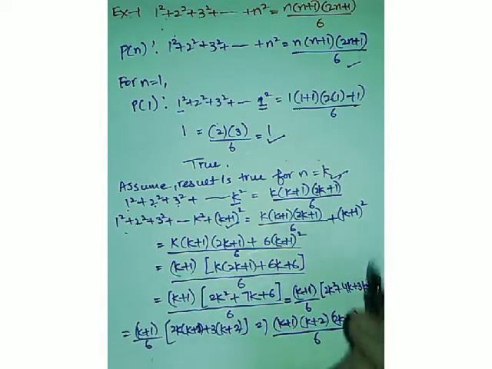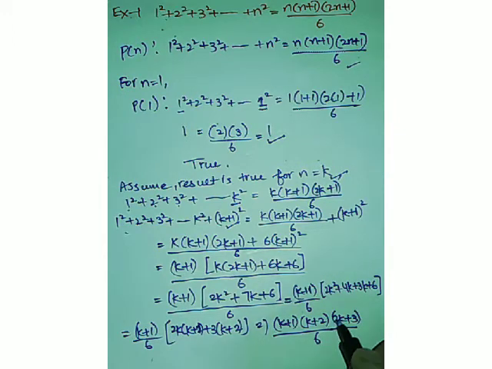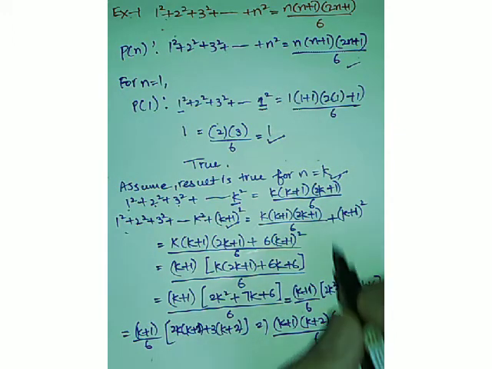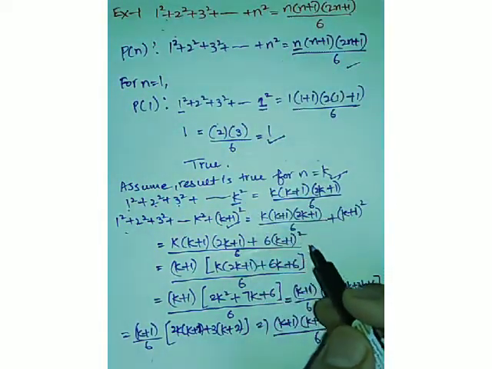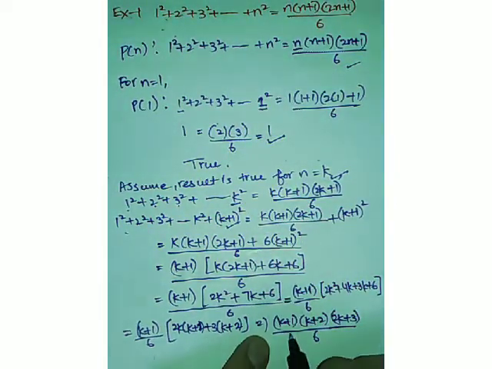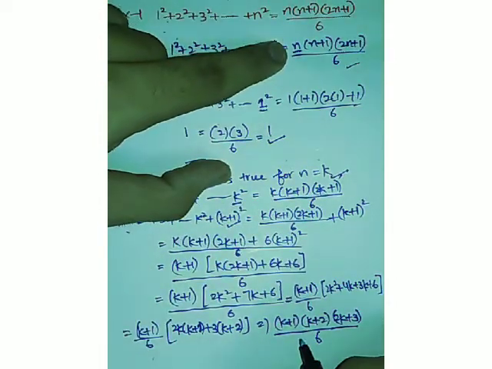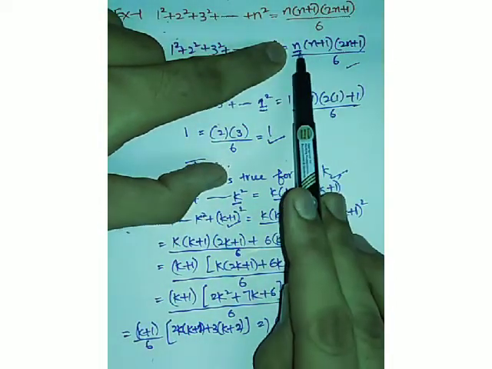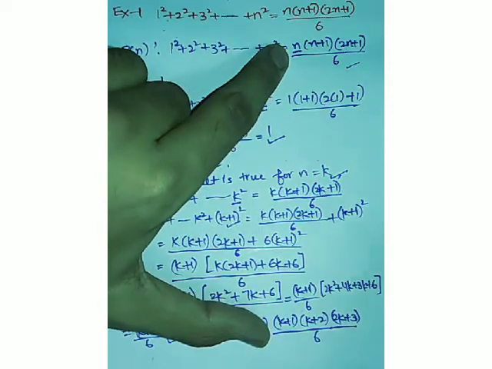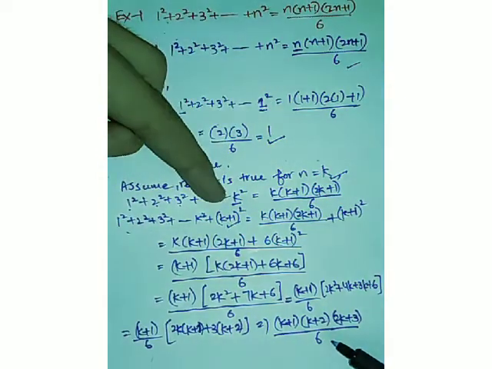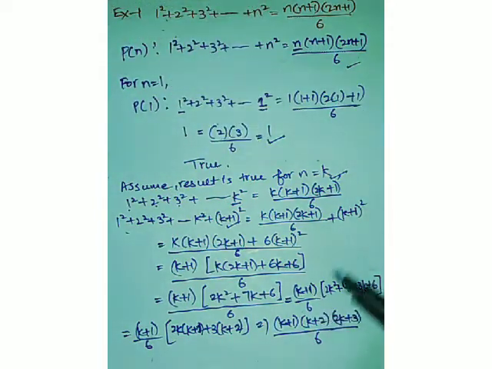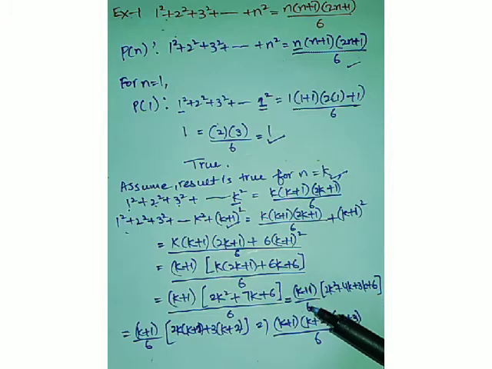So after finding this, you can write that the result is true for n equals k plus 1. It means the result is true for all natural numbers n, because when we substituted k plus 1 in place of n in the statement, it became this, and we modified the right-hand side as well as the left-hand side in the way that we wanted. So the result is true for n equals k plus 1 as well.